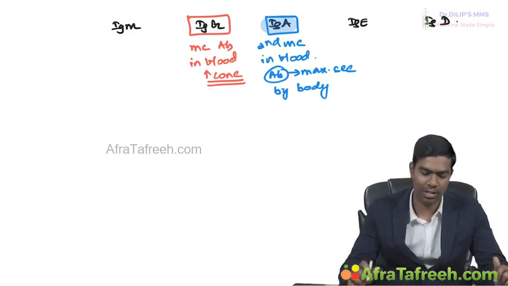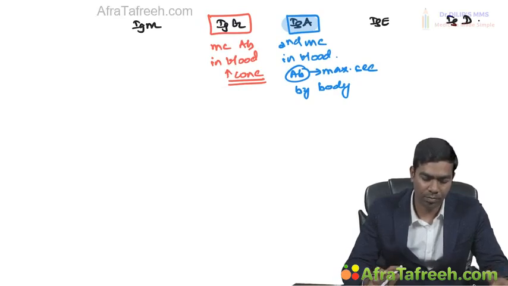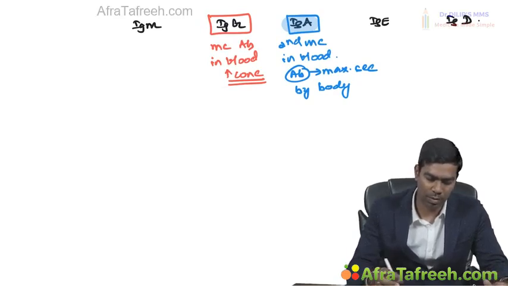So the highest amount of antibody secreted in the body per day or per year, whatever, in the entire lifetime, is IgA only. But the maximum amount of antibody present in the blood, if you ask me, is IgG. Concentration is high in the blood is IgG. In the body, it is IgA only, definitely, the maximum amount of antibody.